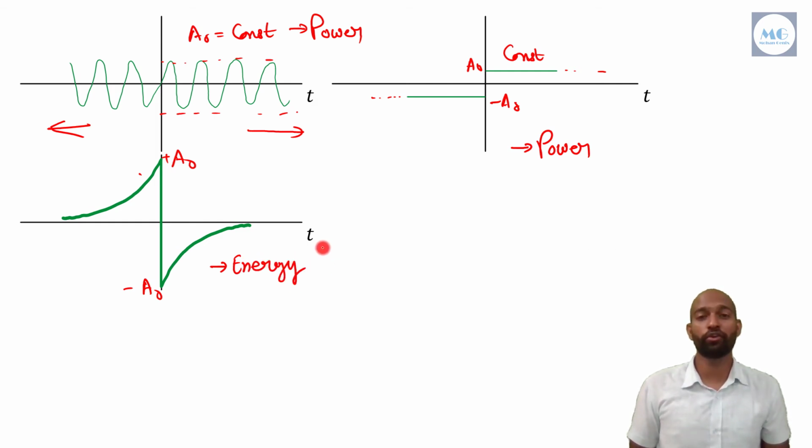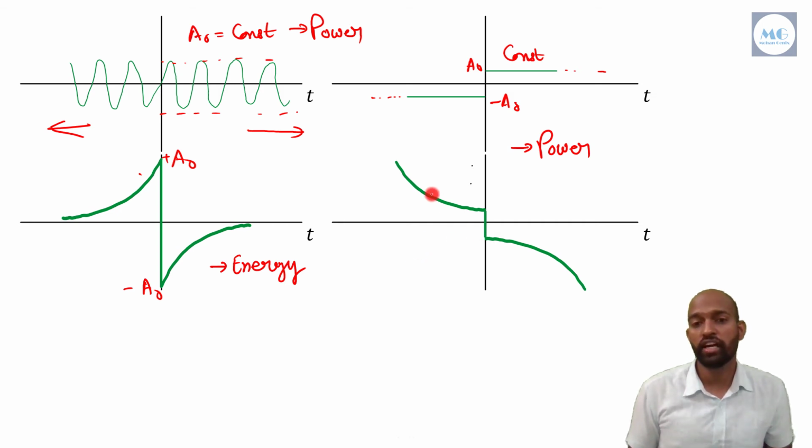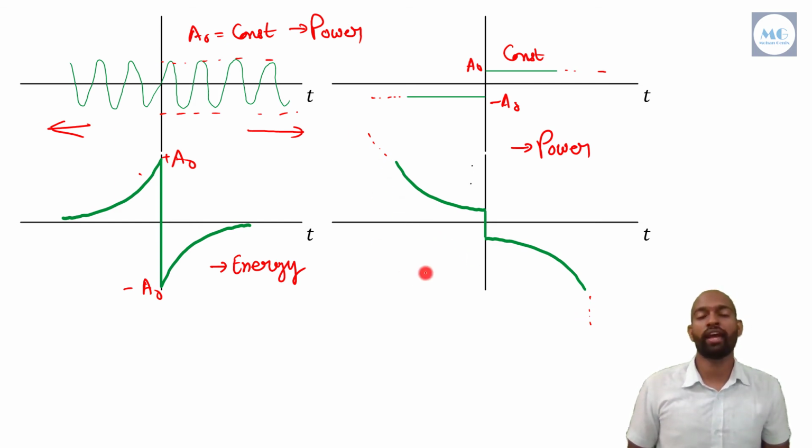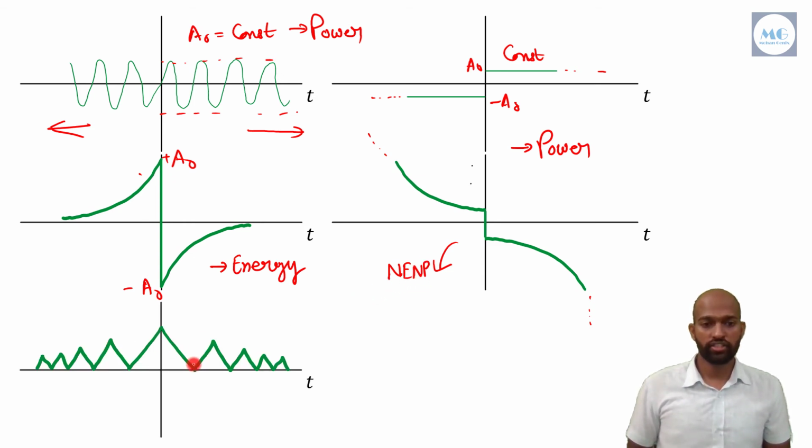Now let's move into the next signal. This signal is increasing in nature. It is not decreasing, and it is going up to infinity. And from our neither energy nor power signal concept, we can say that this signal is neither energy nor power signal, that is NENP signal. And this signal, we can say that its amplitude is what? It is decreasing in nature. So it is an energy signal.